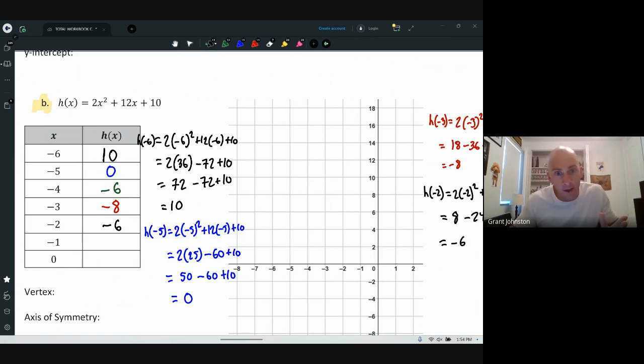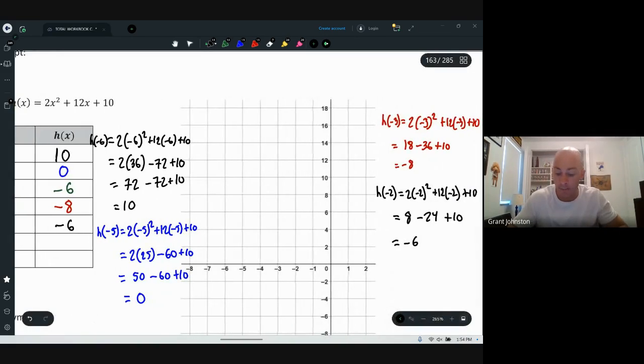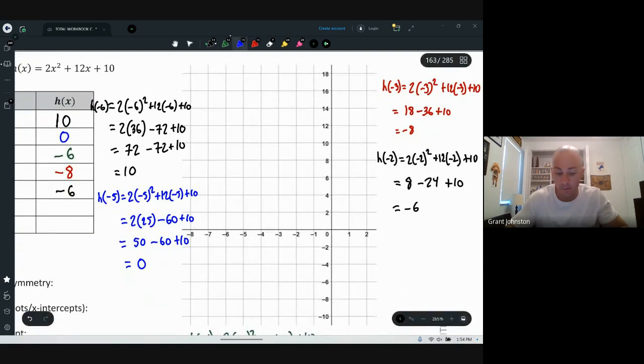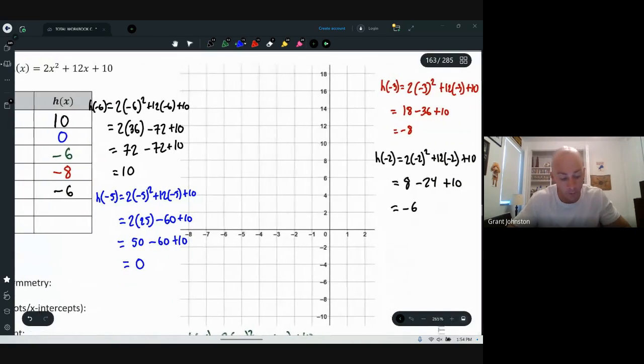So if I'm predicting, I think the next one for -1 might be 0. I think it's going to go down to -8, and it's going to come back up. I think the next one might be 0. But let's just triple check that. So let's plug in. What am I on?